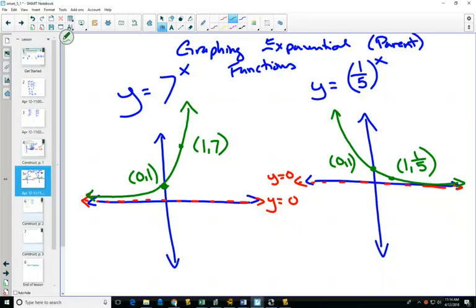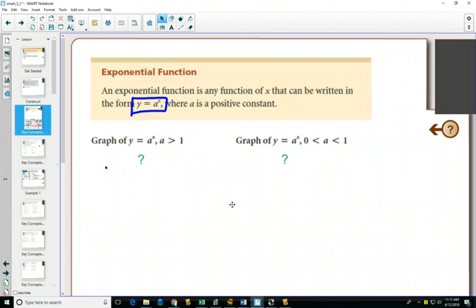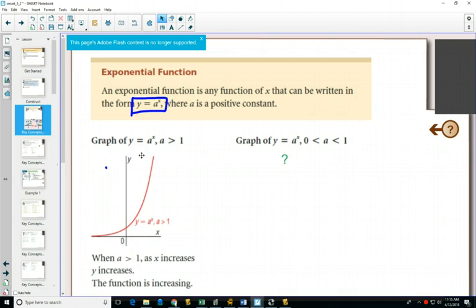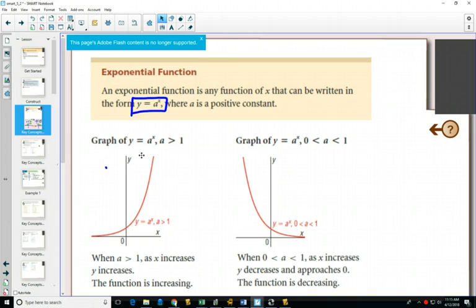And so what's going to happen is this will be our parent function with those 2 key points, and then we're going to do our transformations from left to right like we've done in the past in order to graph any exponential function with any additional things. So turn to 1.2, and in 5.2 on page 345, they summarize whenever a is bigger than 1, that's when it increases like this. Whenever a is between 0 and 1, that's where it decreases.